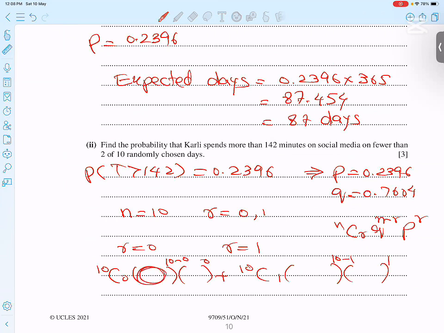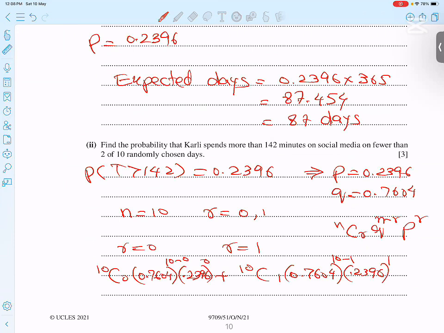So here bracket Q comes. Q is this, 0.7604, and P comes in the second bracket, 0.2396. Same here and same here. I hope the point is very clear.